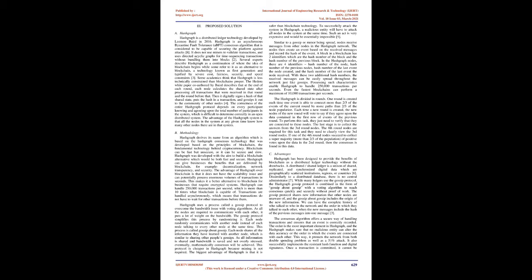Similar to a gossip or rumor being spread, nodes receive messages from other nodes in the Hashgraph network. The nodes then create an event based on the received messages and record the hash of the event. A block in a blockchain has two identifiers, which are the hash number of the block and the hash number of the previous block. In the Hashgraph nodes, there are four identifiers: hash number of the node, hash number of the previous nodes, hash number of the last event the node created, and the hash number of the last event the node received. With these two additional hash numbers, the received messages can be easily spread throughout the network just like gossip.